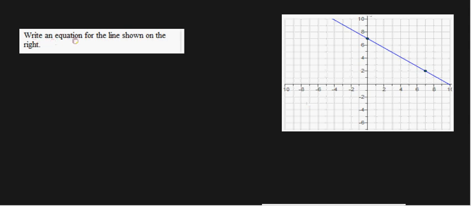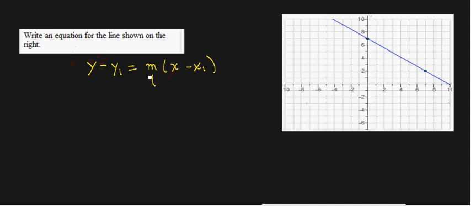Alright, here it says to write an equation for the line shown here. Well, remember, anytime you have to write an equation for a line, you're going to use the form y minus y1 is equal to m times x minus x1. This is the one we go to when we're trying to figure out what the equation of a line is.